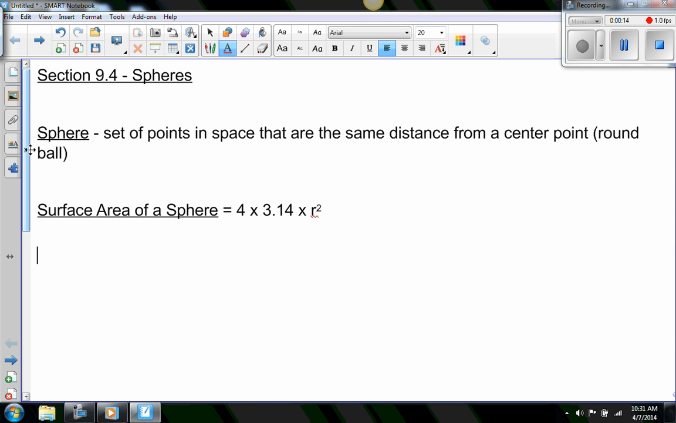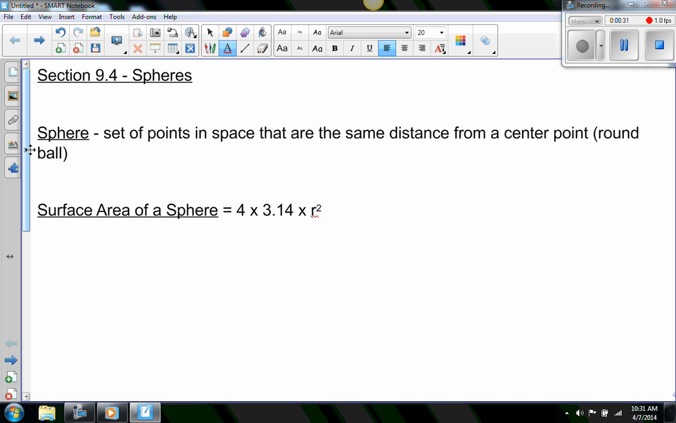First of all, a sphere is a three-dimensional ball, right? A round ball. It's a set of points in space that are the same distance from a center point. So in other words, a 3D circle, right? A round ball. Surface area of a sphere. So the area around a sphere.